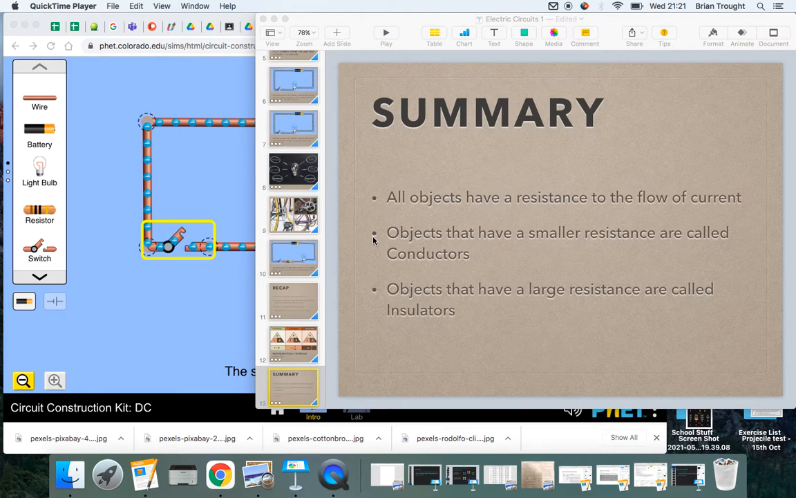Now you'll also see in the book that it says conductors allow a current to flow and insulators do not allow a current to flow. And for Junior Cert, that's exactly what you should be saying. So insulators stop the flow of an electric current, conductors allow an electric current to flow. But in reality, all objects have a resistance, and if we're to compare objects with different resistances, small resistance means they're conductors and objects with large resistance are insulators.